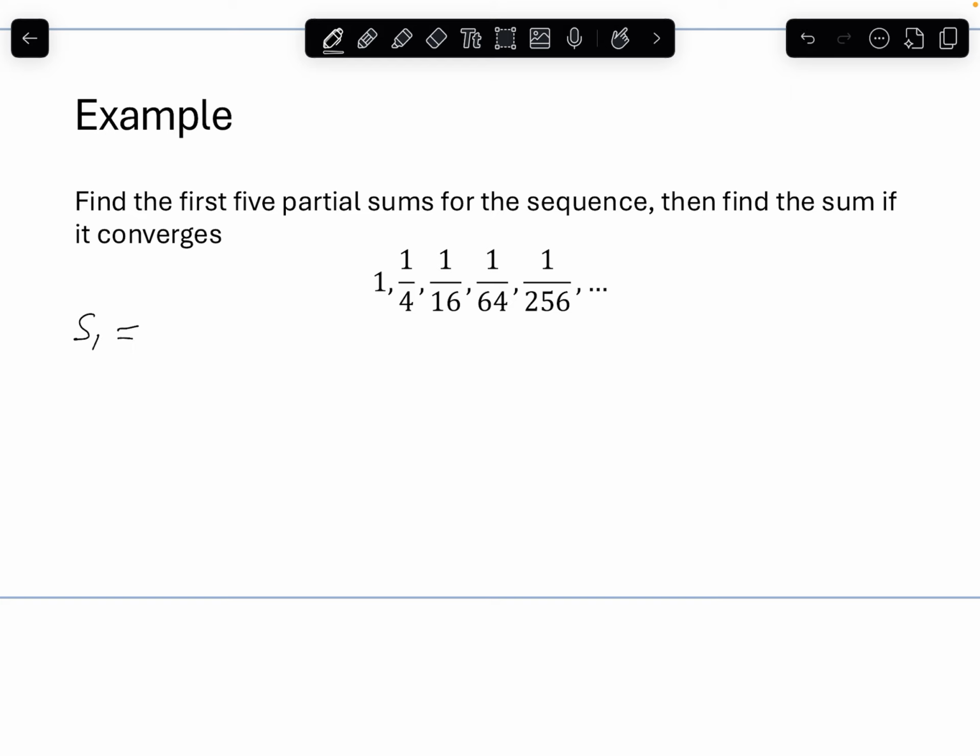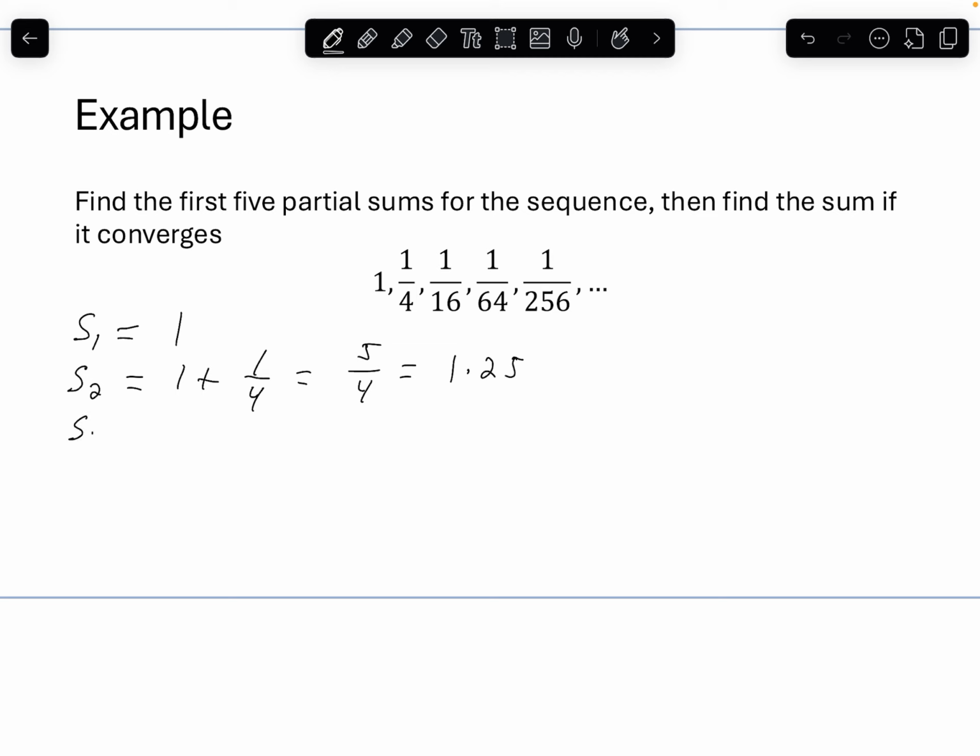the first partial sum, S sub 1, will just be the value of 1, since that's the first value of the sequence. The second partial sum would take 1 plus a fourth. So that makes 5/4, or as a decimal, 1.25.